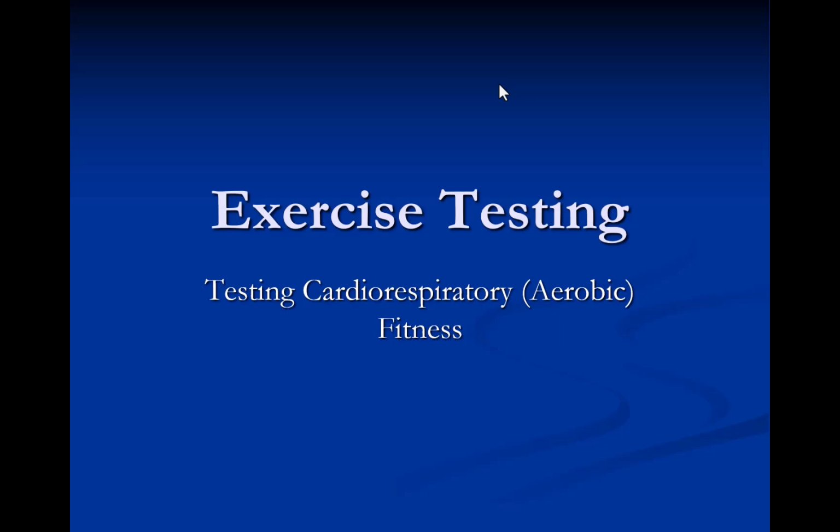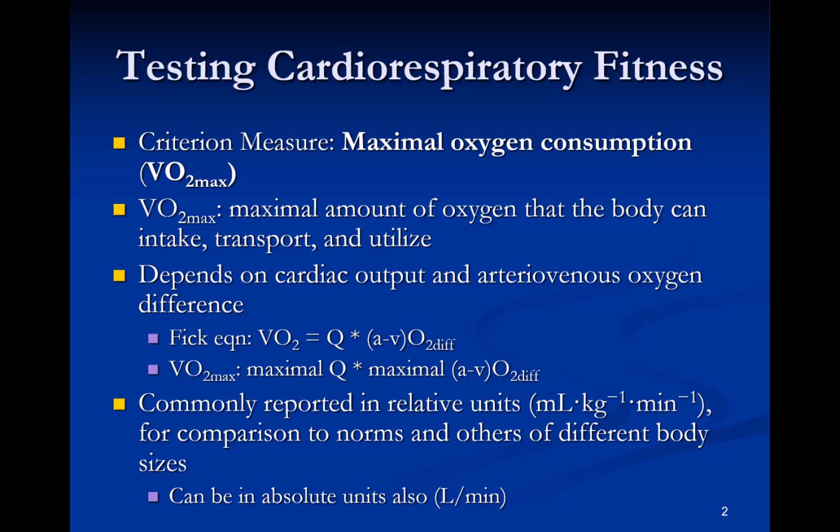So, our next topic related to exercise testing is going to be all about testing cardiorespiratory or aerobic fitness. So, when we test for aerobic fitness, our criterion measure, which is what we're trying to measure or estimate, and this is the best measure of aerobic fitness we have, is called maximal oxygen consumption or VO2 max.